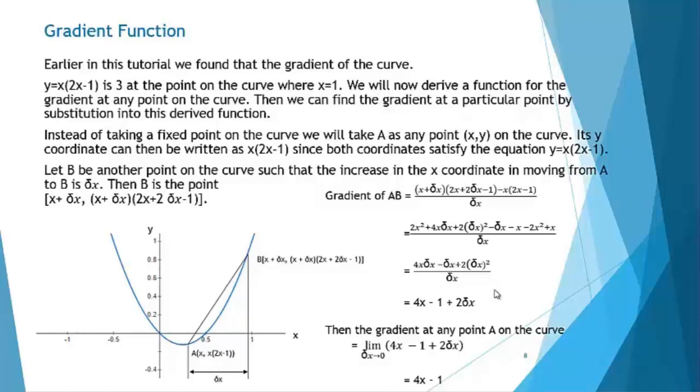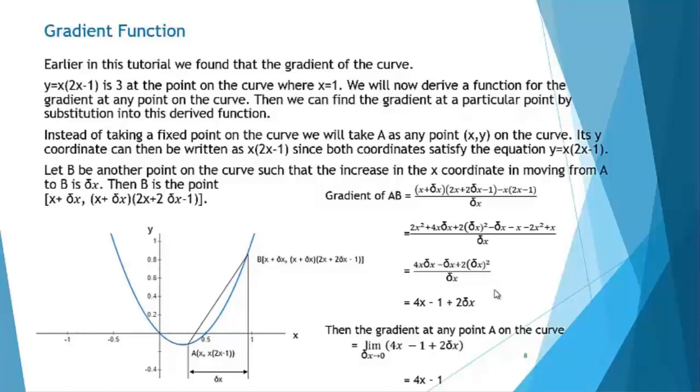Instead of taking a fixed point on the curve, we will take A as any point (x, y) on the curve. Its y coordinate can then be written as x(2x − 1), since both coordinates satisfy the equation y = x(2x − 1). Let B be another point on the curve such that the increase in the x coordinate in moving from A to B is δx. Then B is the point (x + δx, (x + δx)(2x + 2δx − 1)). So that is the coordinate of point B.